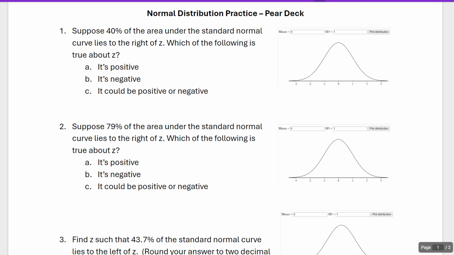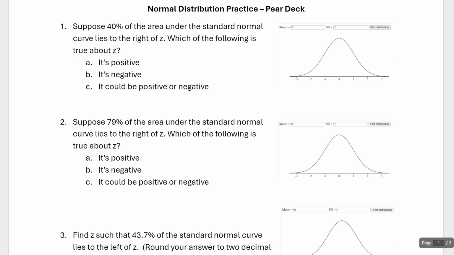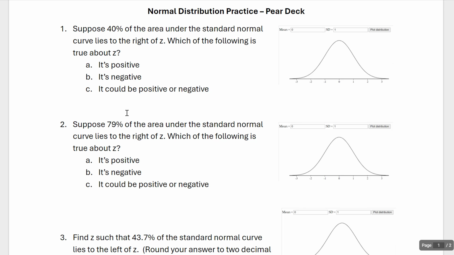This is the normal distribution practice that goes with the Pear Deck assignment. So I'm going to walk through this so you can work on the problems on the Pear Deck, or you could actually just do it here. But if the Pear Deck is assigned as an assignment, you do want to go through it and make sure you hit submit so it updates in the gradebook.